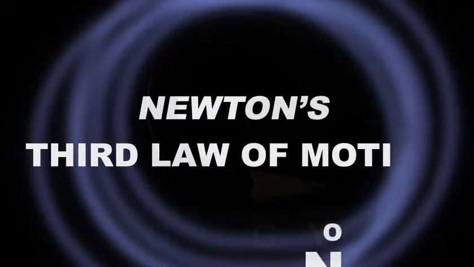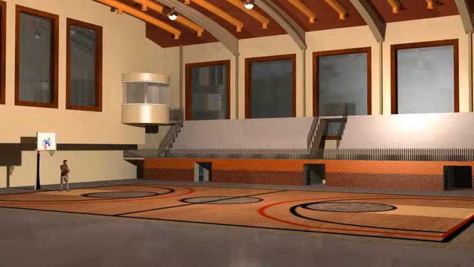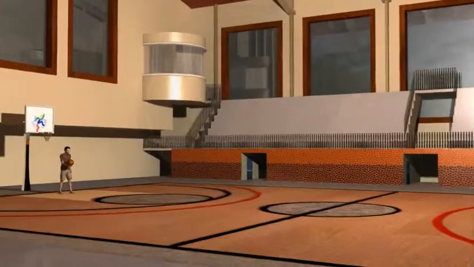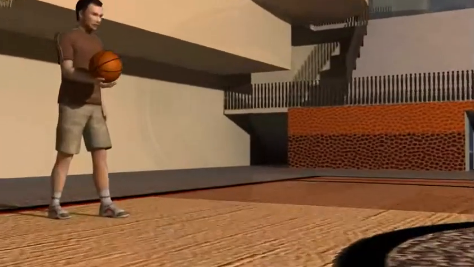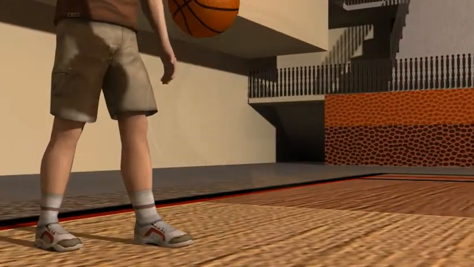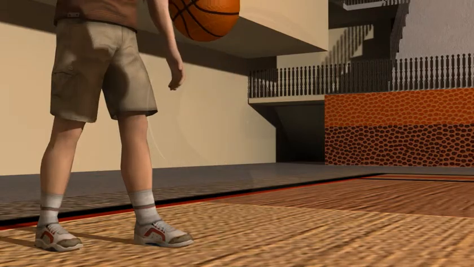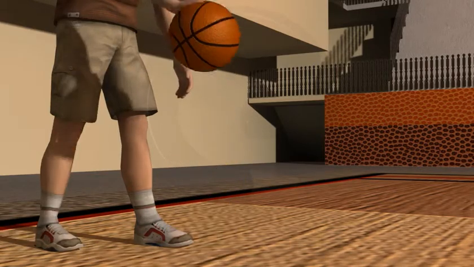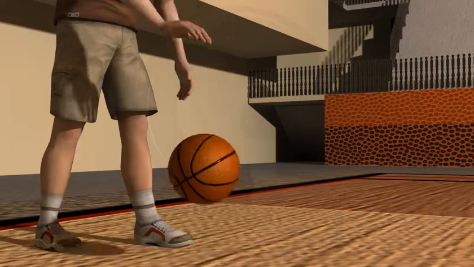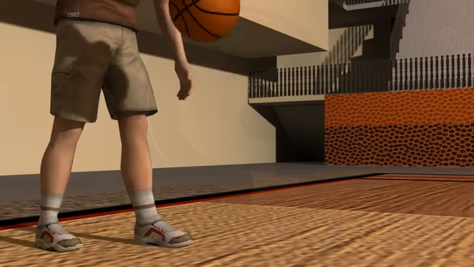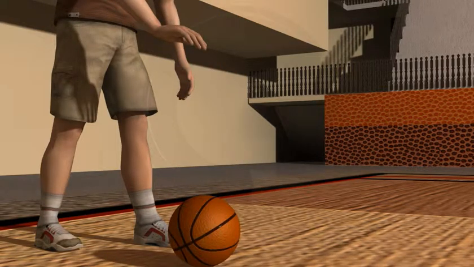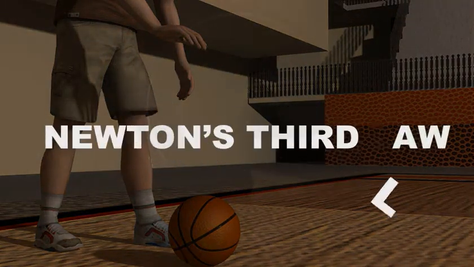Newton's third law of motion. What is this? Player is pushing the ball down. Why is it going up again and again? Well, that is Newton's third law.